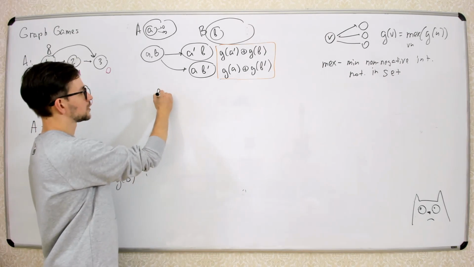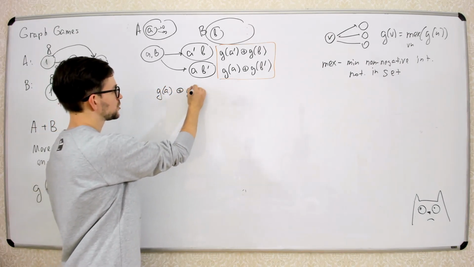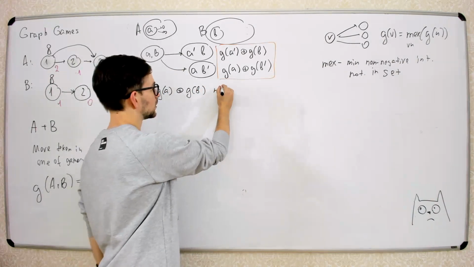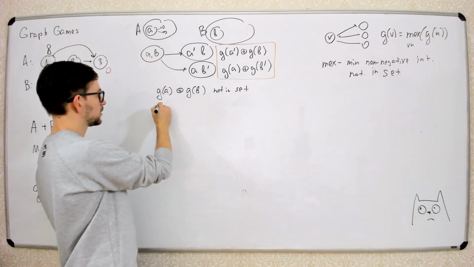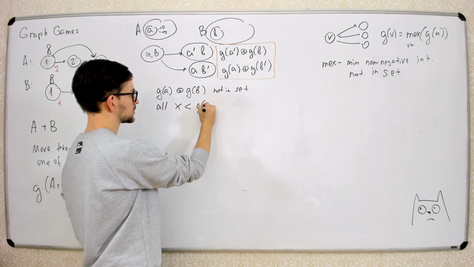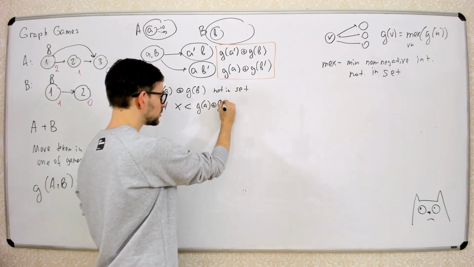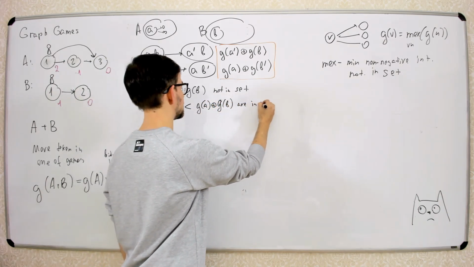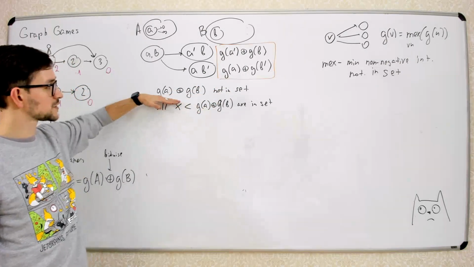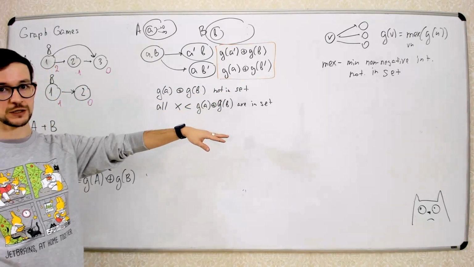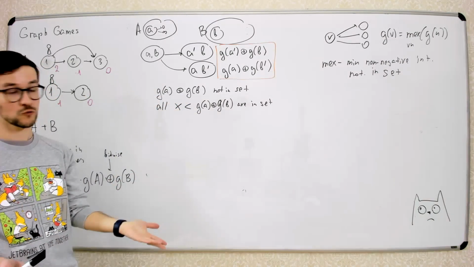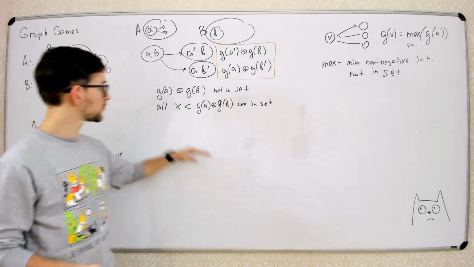So we need to prove that G(A) XOR G(B) is not in the set, and all numbers less than this number are in the set. So we consider the set of all possible moves, and we need to prove that this number is not in this set and all smaller numbers are in this set. Then it will prove that the Grundy function for this state is actually this number. That's what we need to prove. Well, let's prove the first thing first.